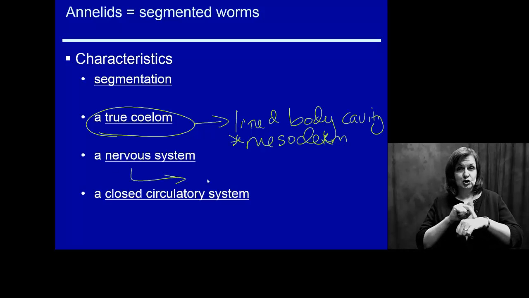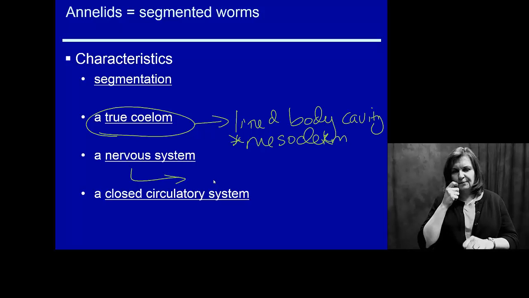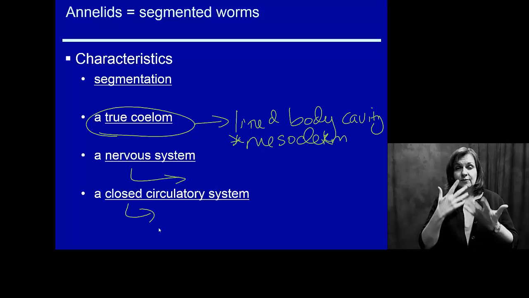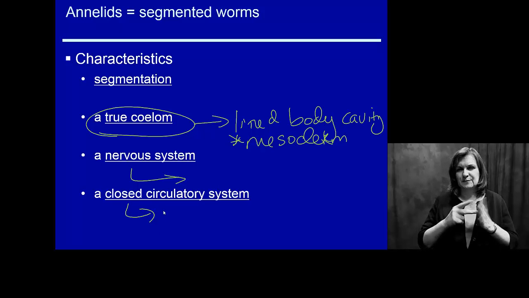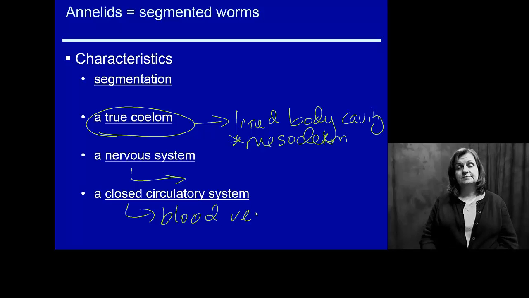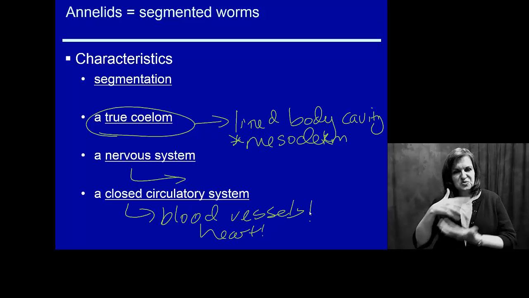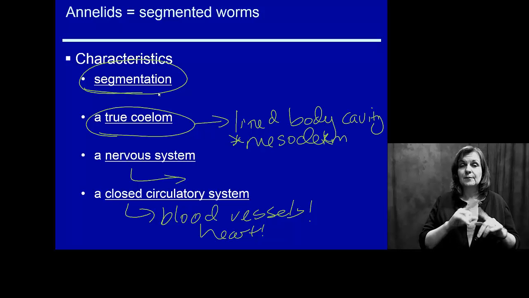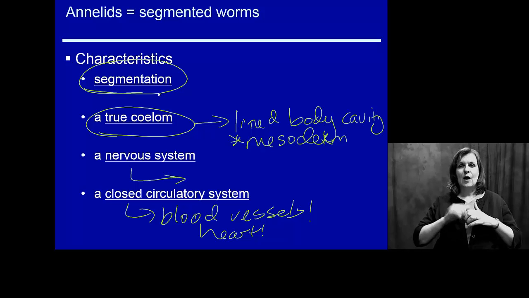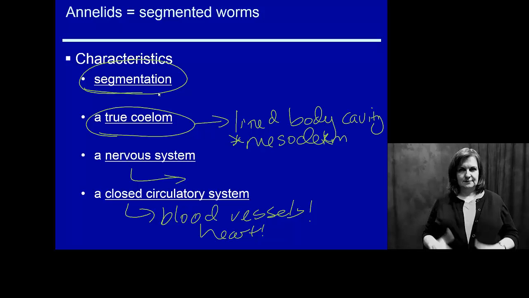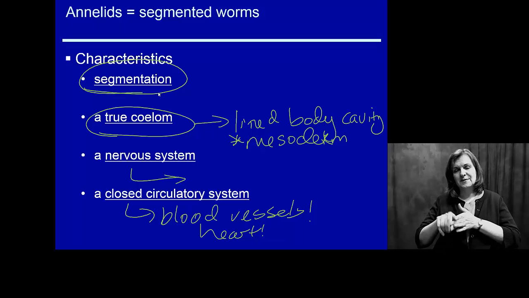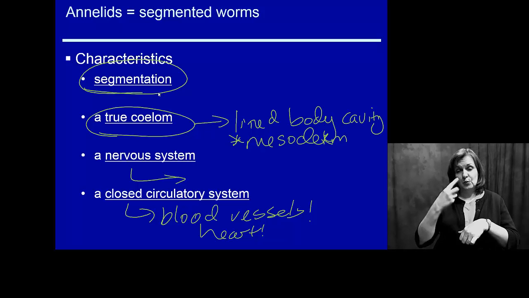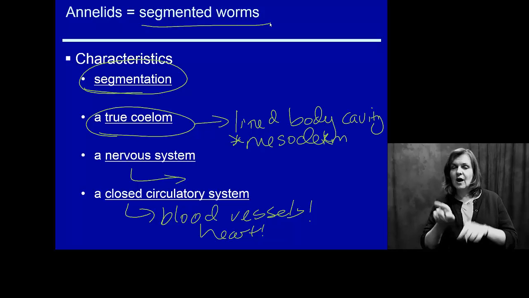We have a complete nervous system. Pretty cool. We have a closed circulatory system, meaning that we're actually going to have blood vessels, a heart, all of those familiar things. And this one at the top, this segmentation thing, this is very difficult for students to think about. But what we want to think about is how your body is divided out. And an earthworm is the first place we see this segmentation. That's why they're also known as segmented worms.